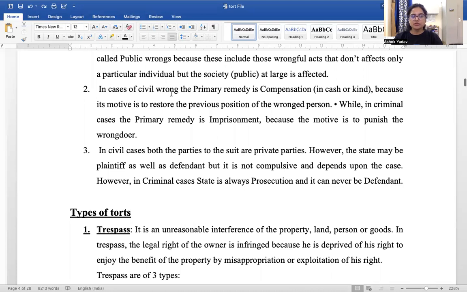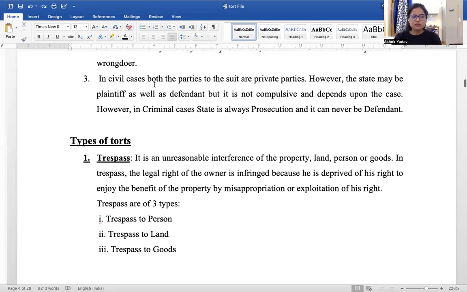In cases of civil wrongs, the primary remedy is compensation in cash or in kind, because its motive is to restore the previous position of the wronged person, while in criminal cases, the primary remedy is imprisonment, because the motive is to punish the wrongdoer. So in civil cases, damages are given in the form of compensation, and in criminal cases or public wrongs, you are giving imprisonment, so as to punish and deter the wrongdoer so that he does not repeat it again. But in a civil wrong, we are giving that person compensation so as to put him back to his earlier position, right?